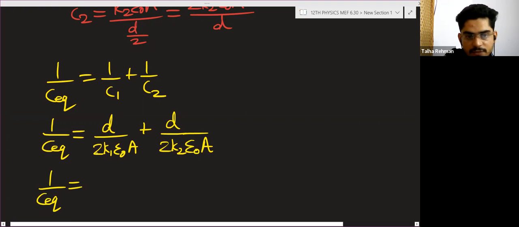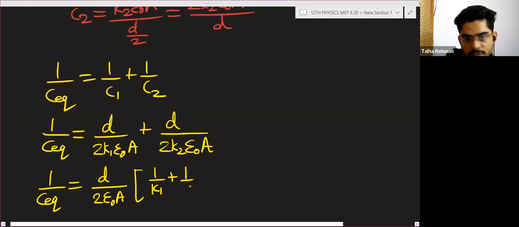What is common here? D is common, 2 is common, epsilon naught A is common. D upon 2 epsilon naught A is common, and what is here? Here is 1 by K1, 1 by K2.